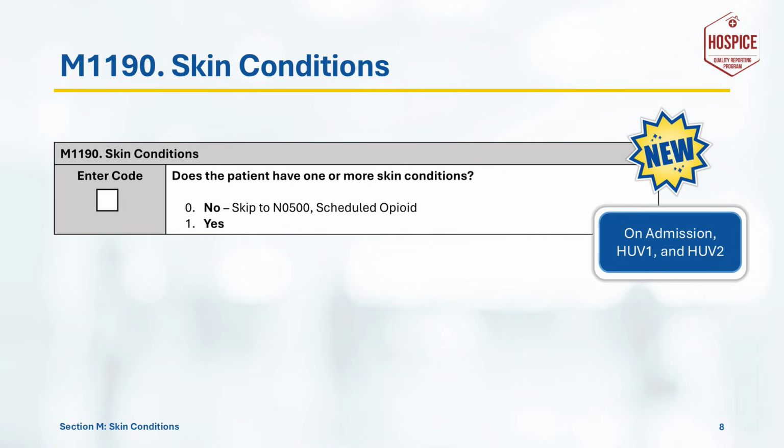Here's the first data element, M1190, skin conditions. This data element is collected on admission and the HOPE update visit time points, or HUV1 and HUV2. The question in this item asks if the patient has one or more skin conditions. If the patient doesn't have any skin conditions, you would answer 0, no, and skip over the entire section and move on to the scheduled opioid item N0500. If the patient does have one or more skin conditions, you'd answer 1, yes, and move on to the next item.